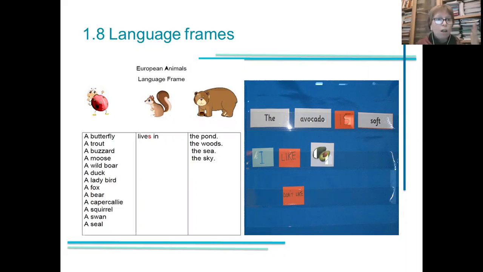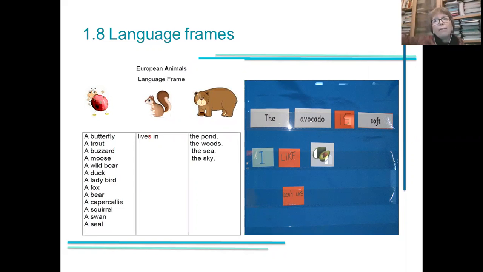So I see all the names of the animals. I choose one. A fox lives in, and then I have to choose the right habitat, the right place where it lives. Instead of the word, for the very, very little ones, I can use pictures of animals and pictures of habitats. I can ask also for assessment students to use the language frame to write down sentences. So it's also support for writing.